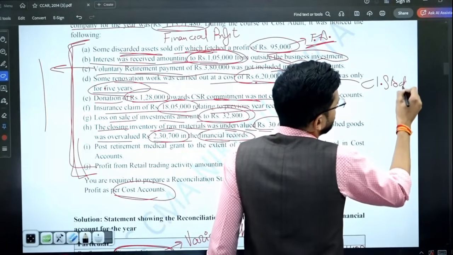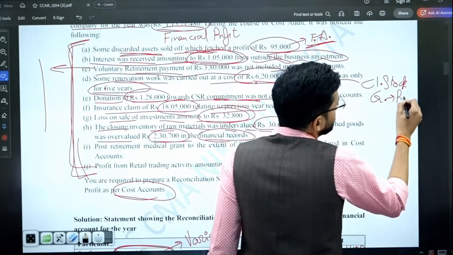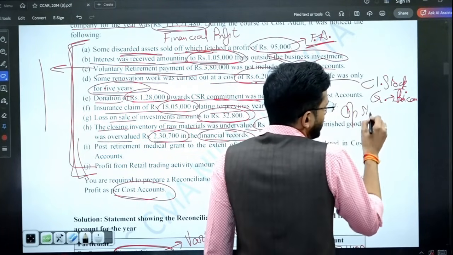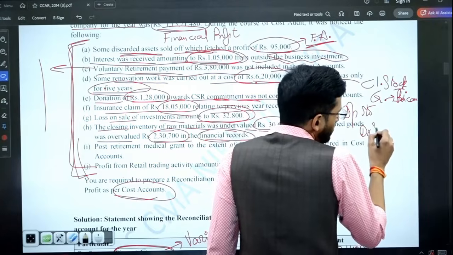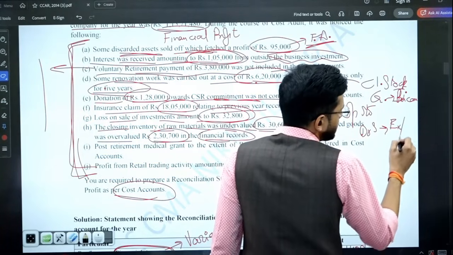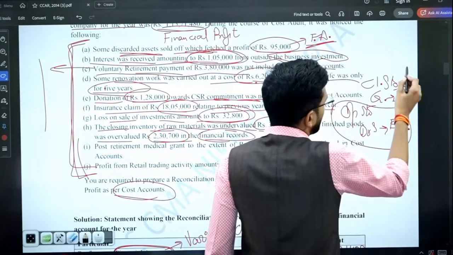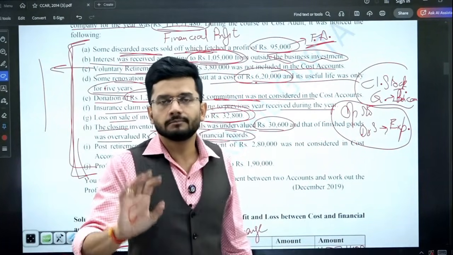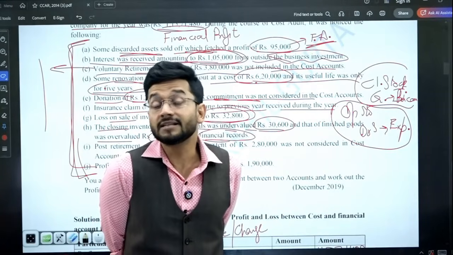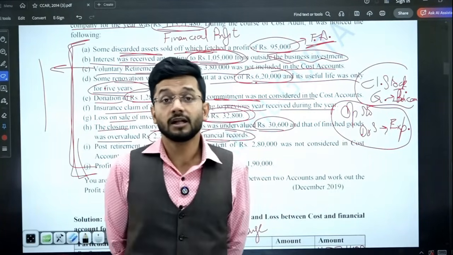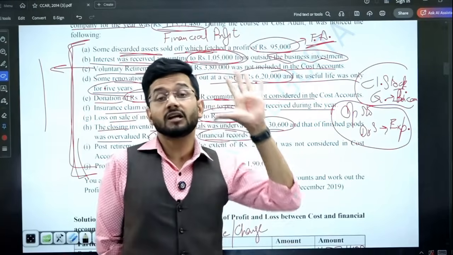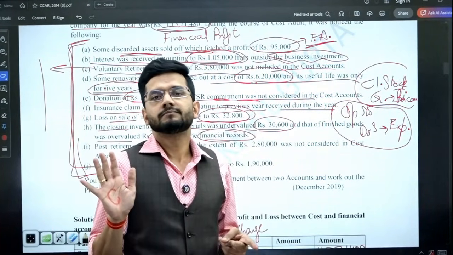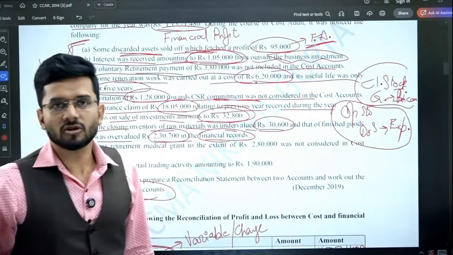Closing stock comes on the credit side of your profit and loss account and therefore it is in the nature of income. Opening stock comes on the debit side of your profit and loss account and therefore it is in the nature of expense. Please remember this very carefully while solving this. Closing stock, income. Opening stock, expense. Remember the nature.